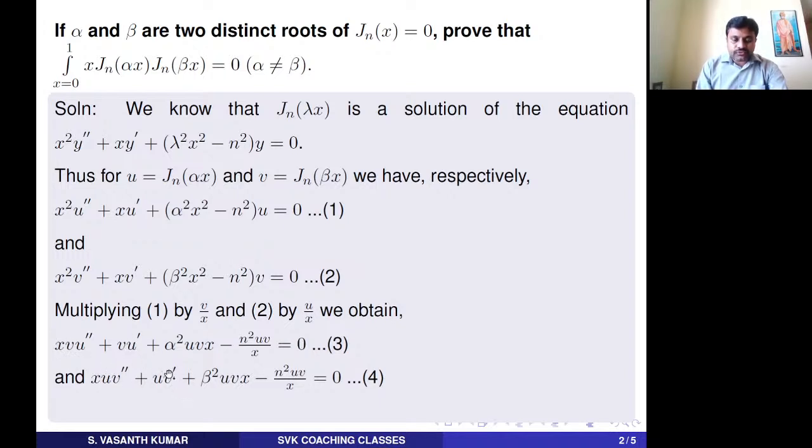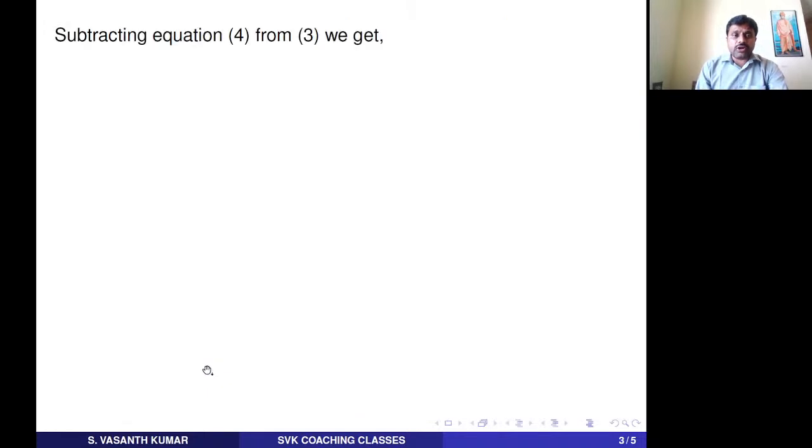Similarly, if you subtract these two first order derivatives, you are going to get u v dash minus v u dash. Similarly, as we have the same sign and same term here, the terms n square uv by x and n square uv by x get cancelled. You are left with alpha beta square uvx minus alpha square uvx. So I can write that as: x(v u double dash minus u v double dash) plus (v u dash minus u v dash) plus (alpha square minus beta square) uvx equal to 0.